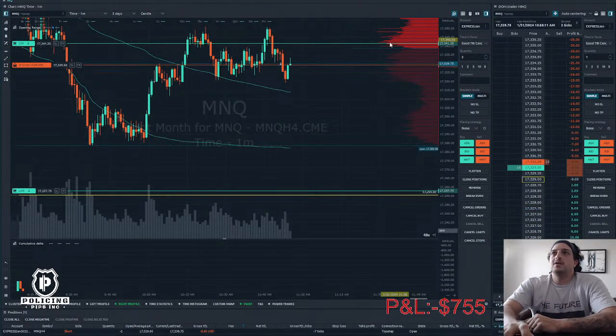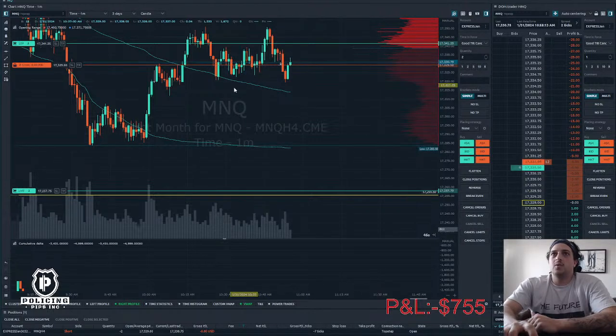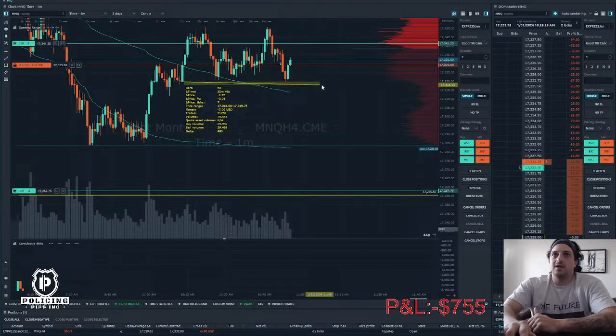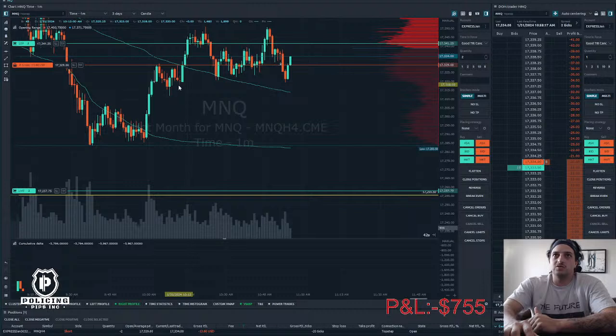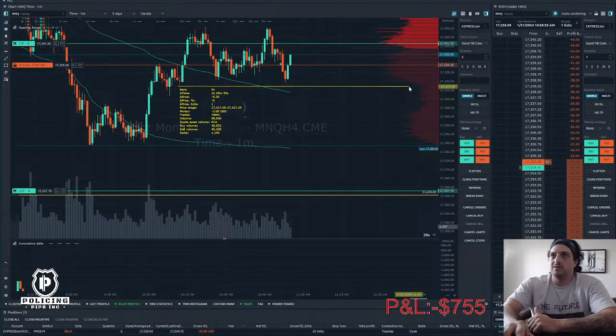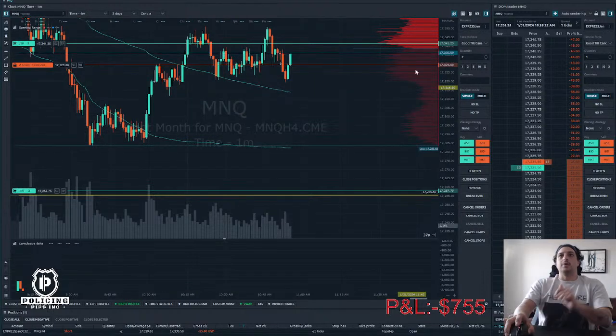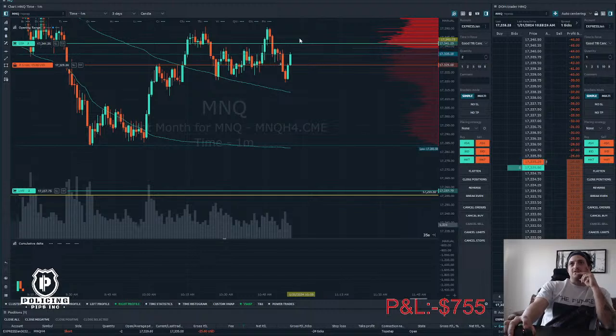We did get the breakdown. Now we're trying to push back up to it. Didn't quite get the total flush. Good thing we weren't able to add there. I mean, we never actually would have gotten triggered because our add would have been right down here at 1750. But very interesting how this price action is acting right now. At this point, it's probably time to shut it down if it does stop us out.